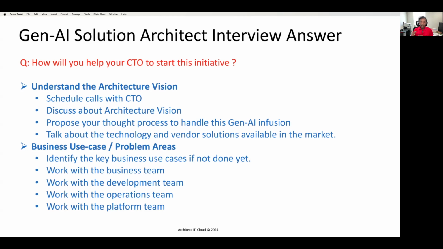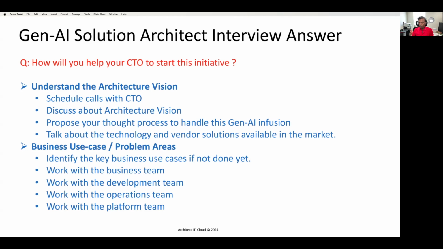And once that is done, go to the development team, have a call with the development team and explain about the business problems or business use case and come up with a clear understanding of how this can be achieved with the help of the development team, and also make sure that the development team has the required skills to implement this particular architecture for your organization.